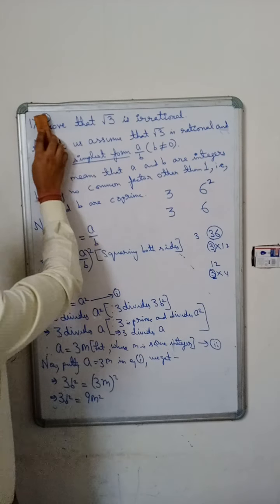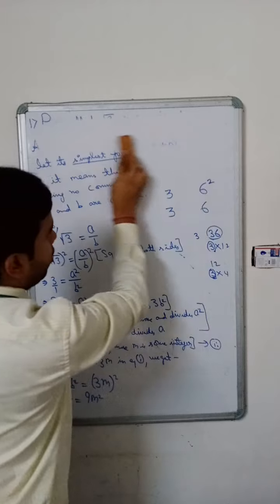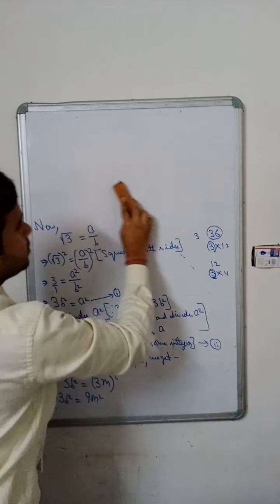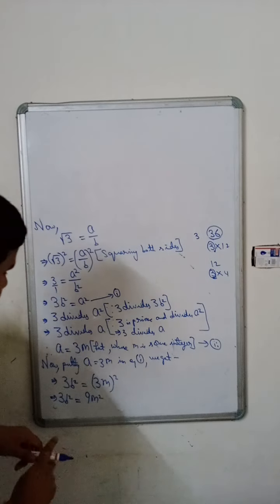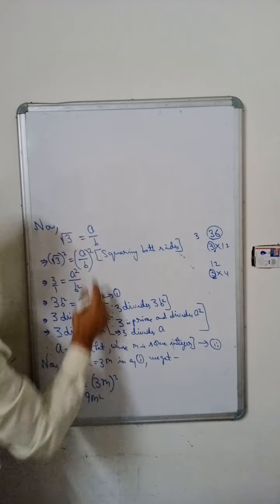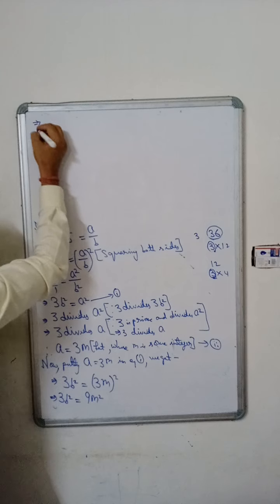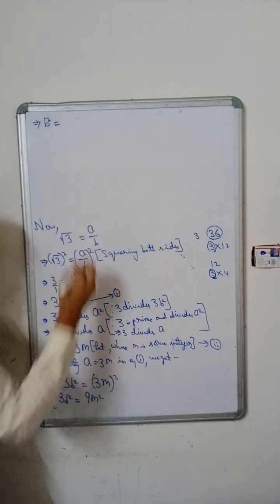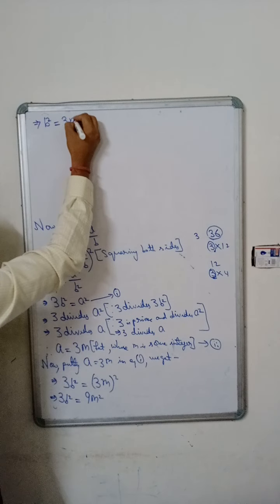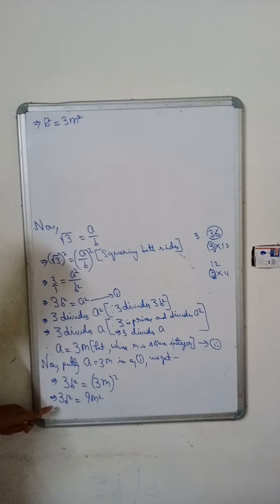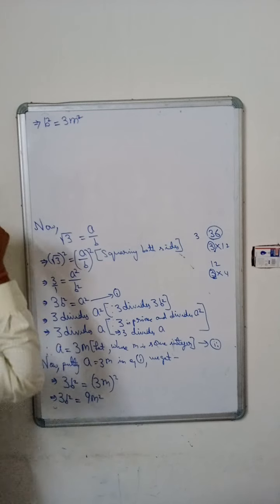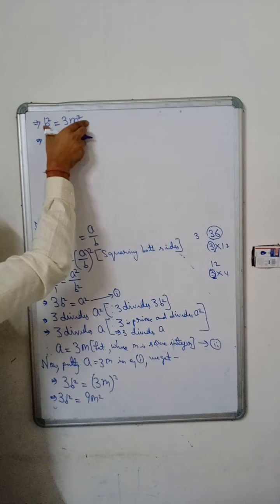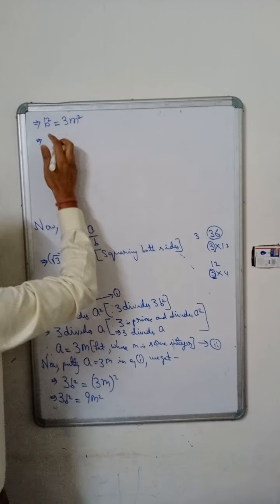I am erasing the first part. Please note it down in your copy so that it will be very easy for you all to understand. As 3b square equals 9m square, it can be reduced and written as b square equals 3m square. Clear everyone? 3 3s are 9, 3 gets cancelled. Next. So it gets reduced to b square equals 3m square.